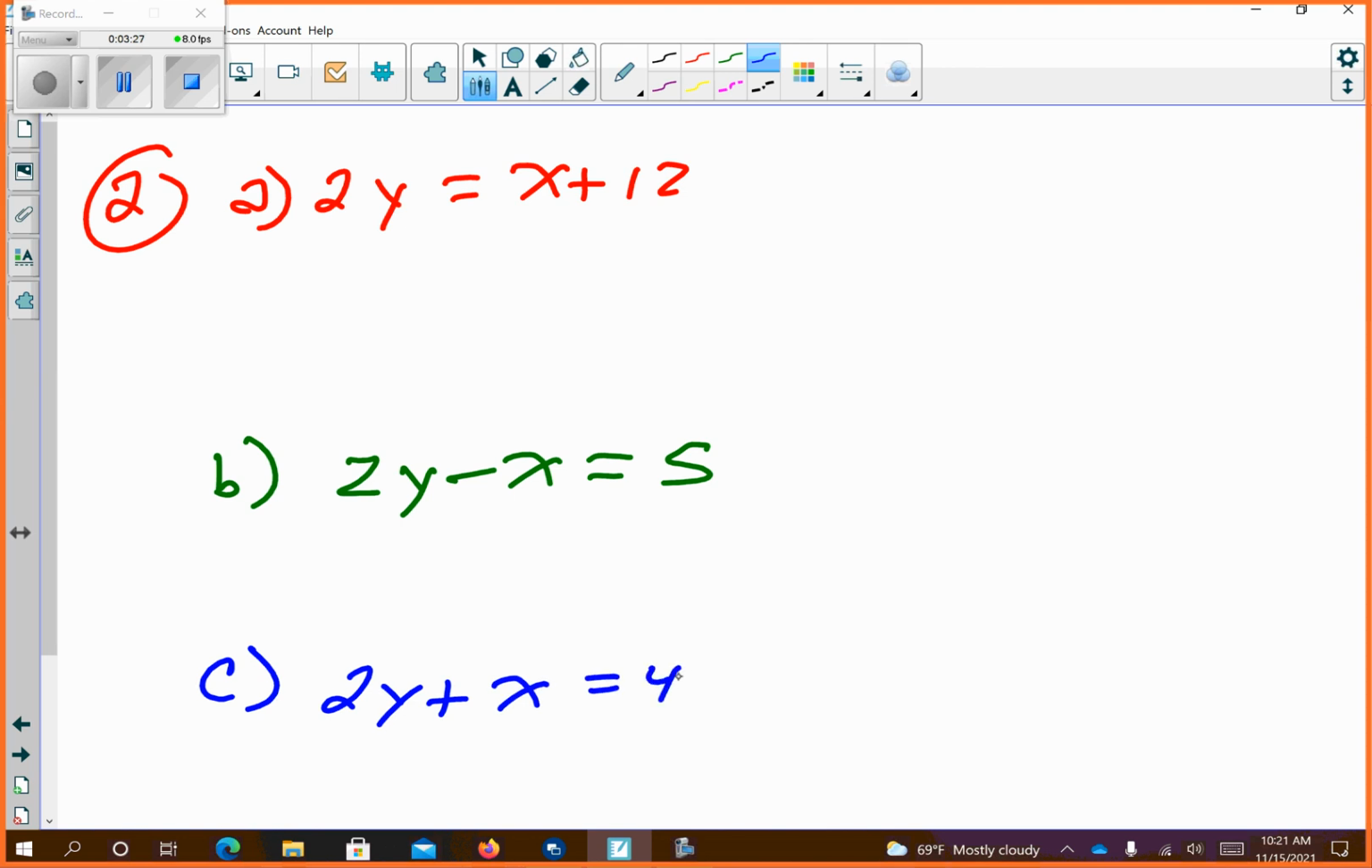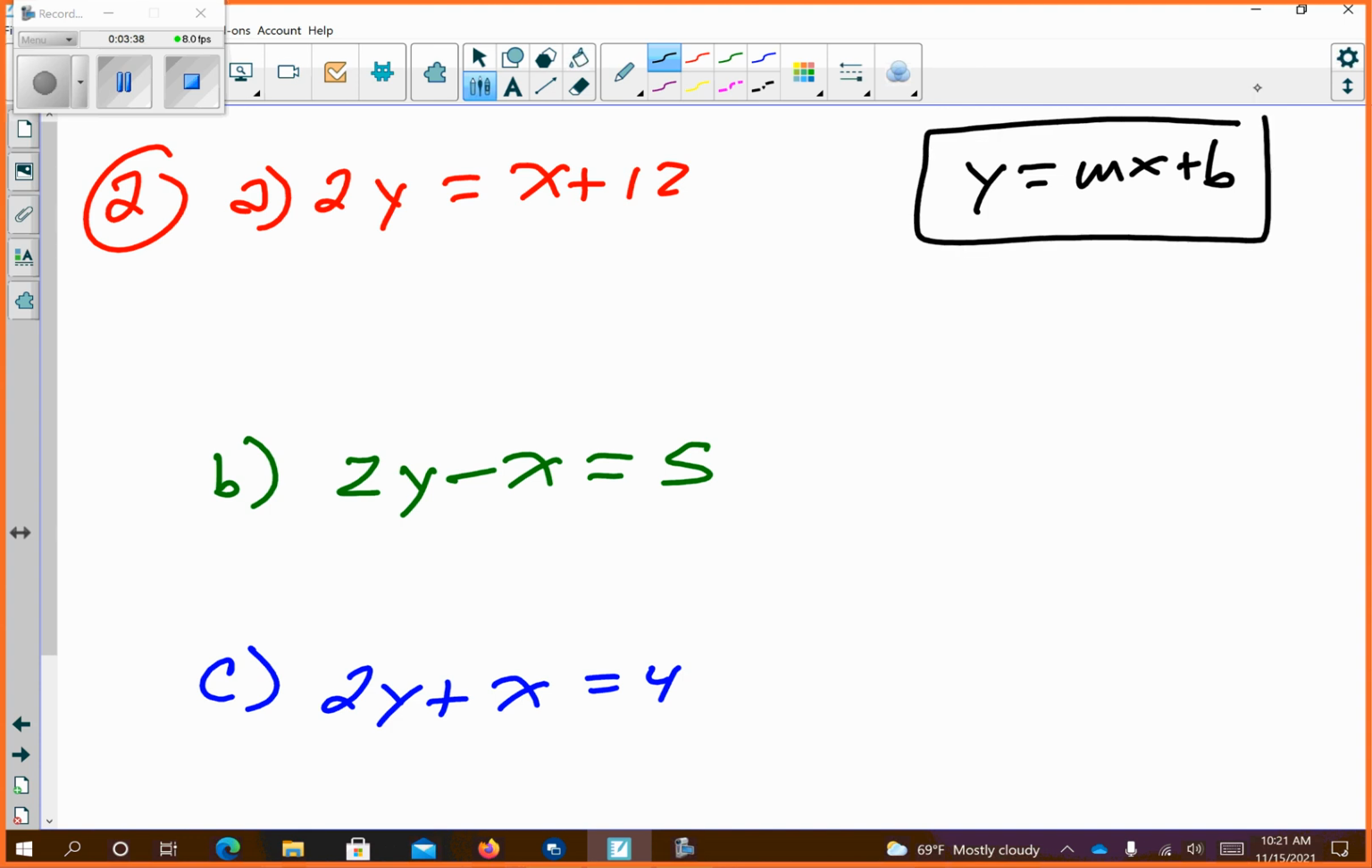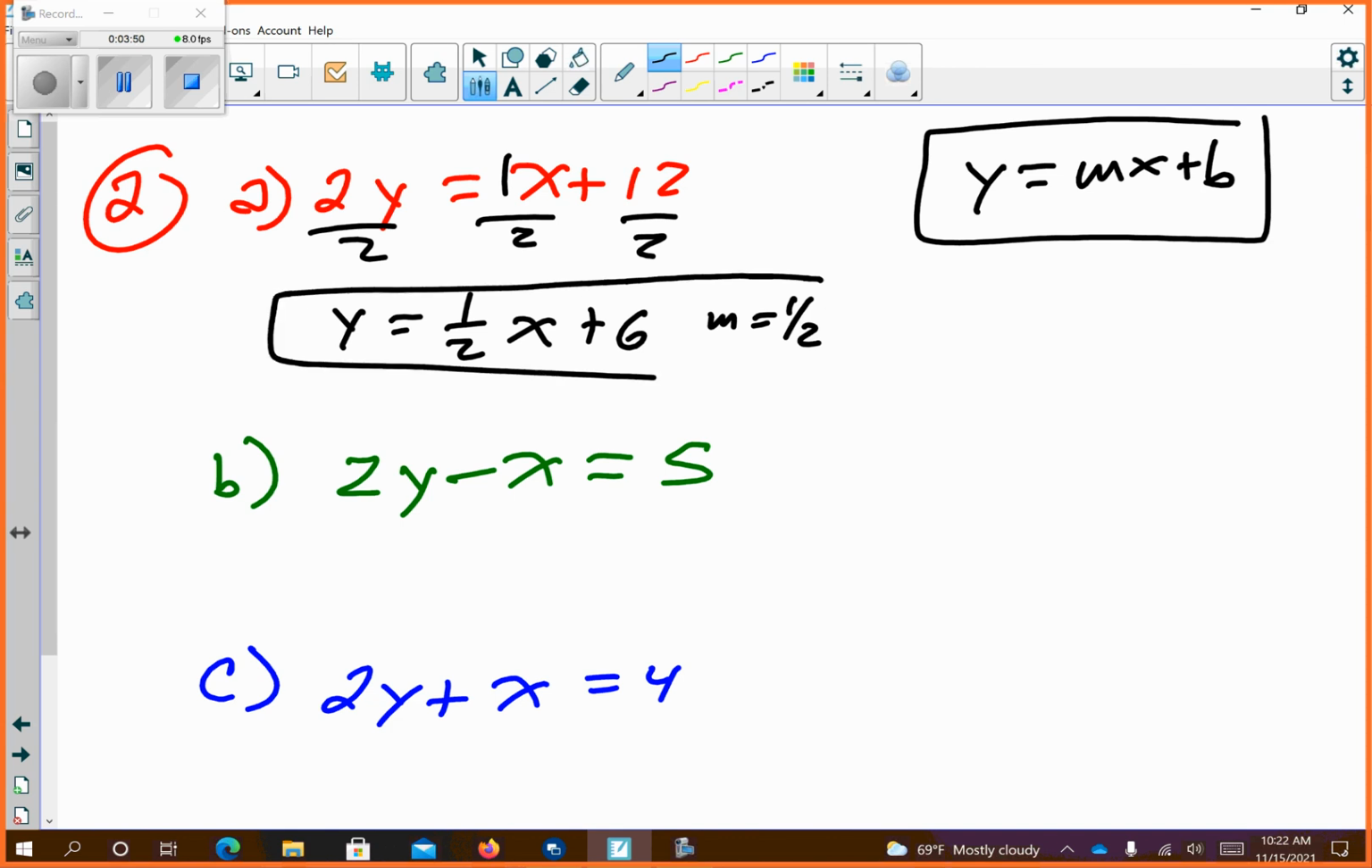Okay, so we want to know if they're parallel or perpendicular or neither. Okay, so the first thing you want to do is you want to get them all as y equals mx plus b. No parentheses, nothing with the y. So the first one, I realize I have a 1 right here. If I divide everything by 2, I'm going to get y equals 1/2 x plus 6. So this has a slope of 1/2. Okay, so that's the first one.